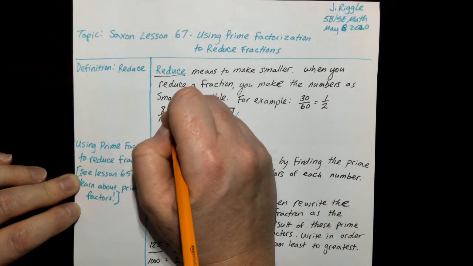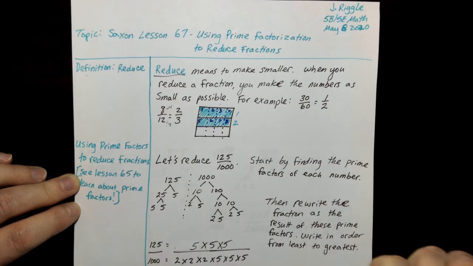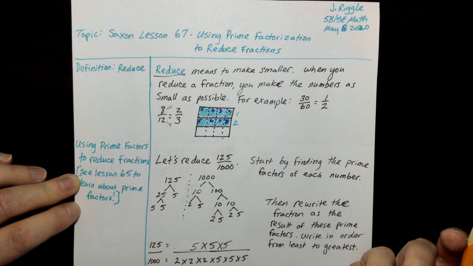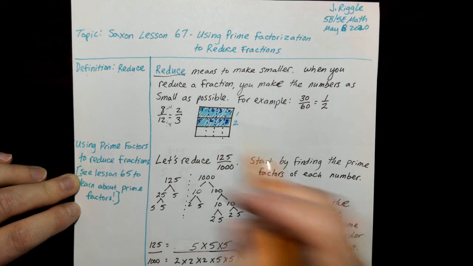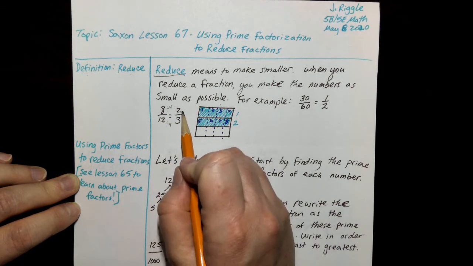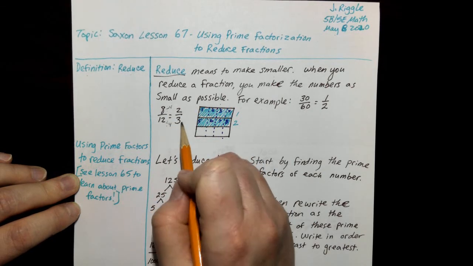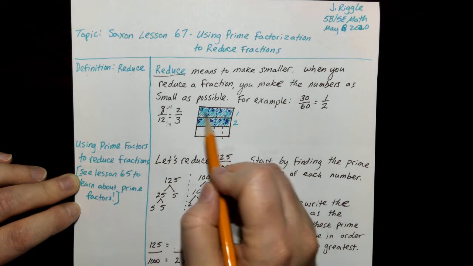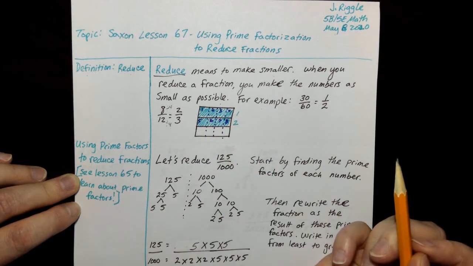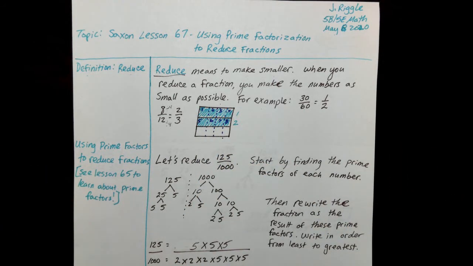One way we could do it is divide the top and bottom both by 4, because that is the greatest common factor between the two. 8 divided by 4 is 2. 12 divided by 4 is 3. What it would look like on an actual visual representation.